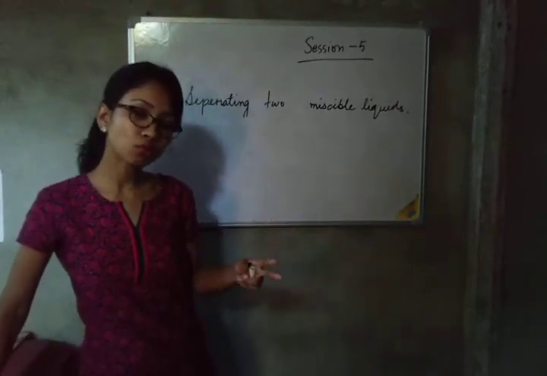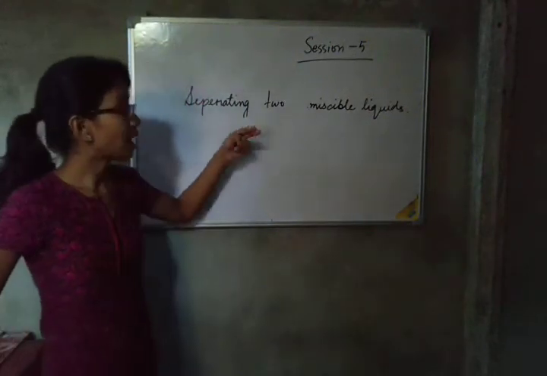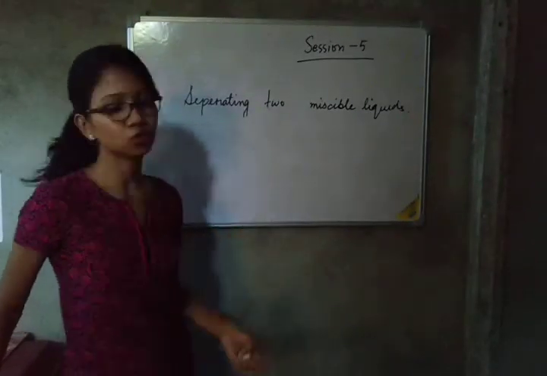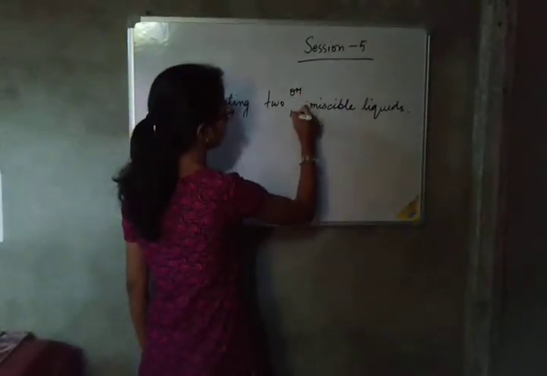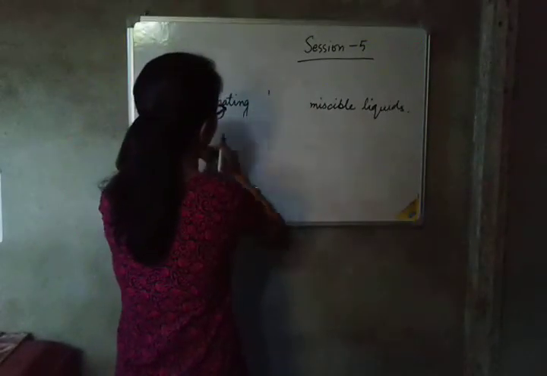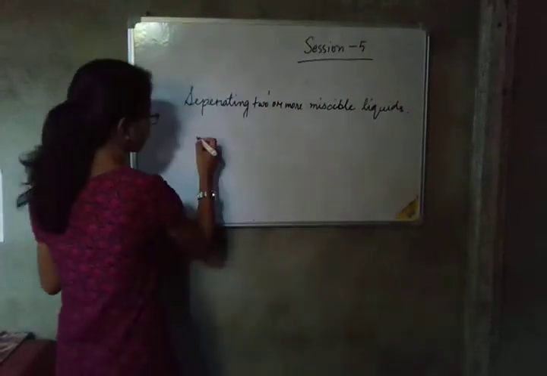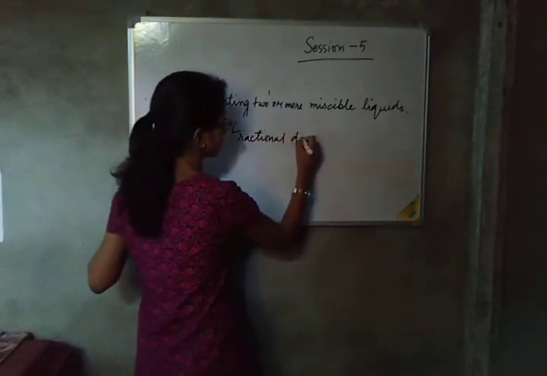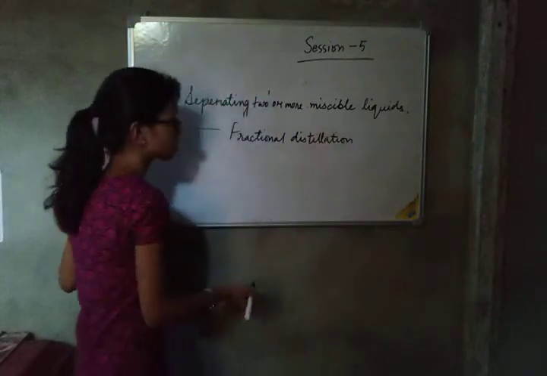We know there are two types of liquids, say for example alcohol and water. They mix up easily. So how will we separate these miscible liquids? Two or more miscible liquids can be separated by the process of fractional distillation.